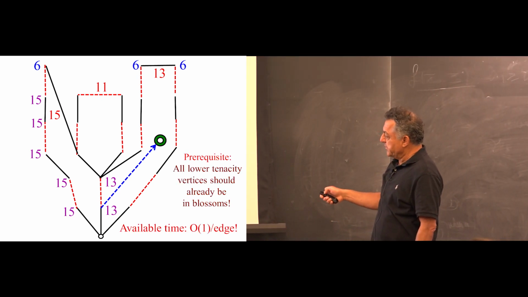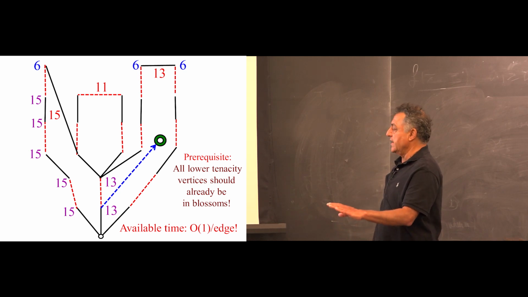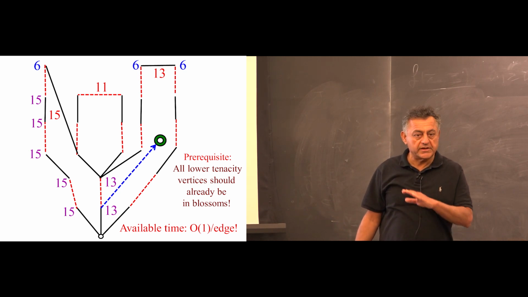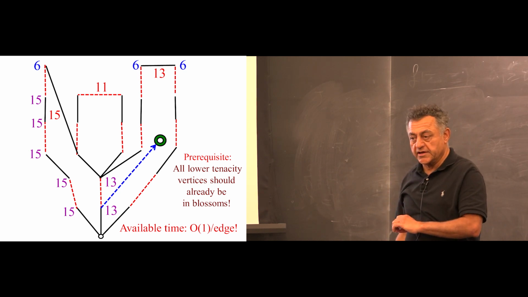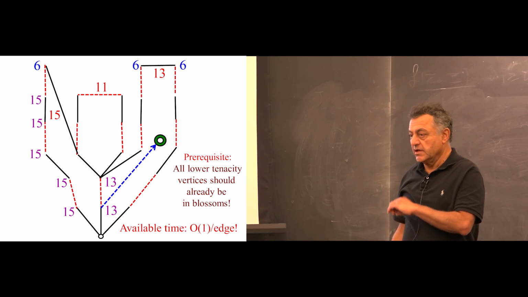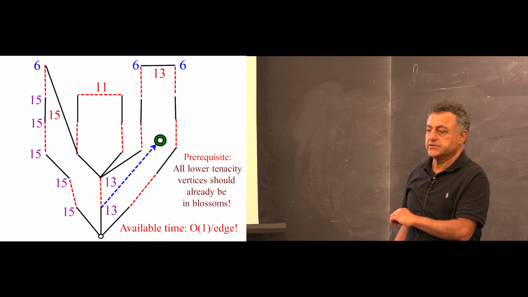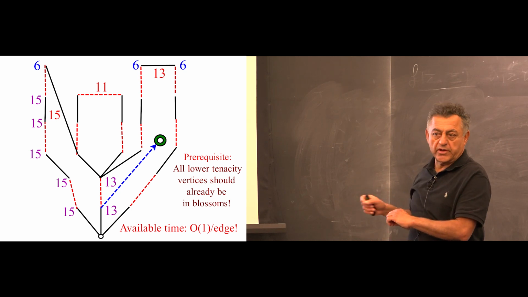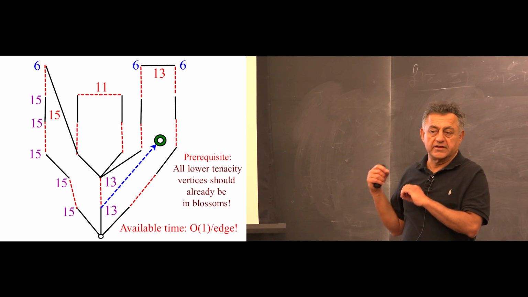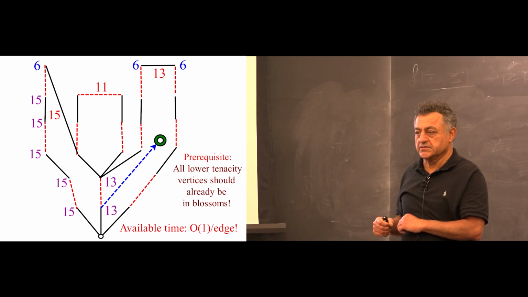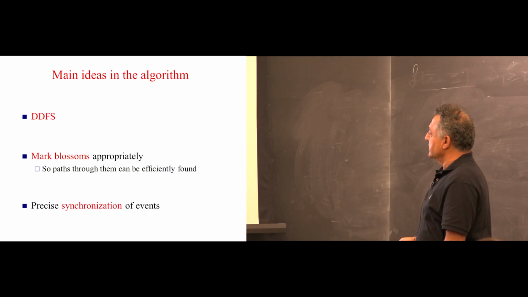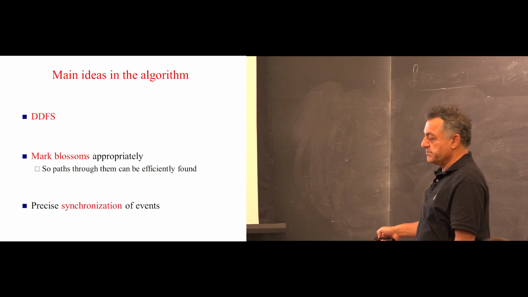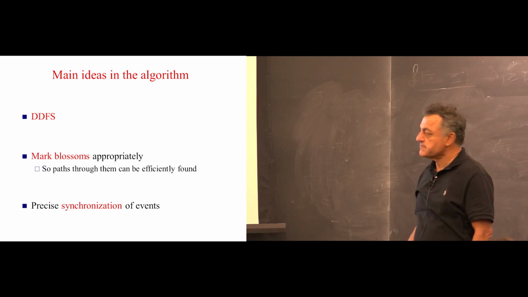the prerequisite is that all lower tenacity vertices should be labeled and be already in blossoms so that whenever you encounter a fresh vertex, which doesn't have a max level, you know what its correct max level is. You cannot spend any more time looking around to confirm its max level. You know it is what it is. Okay? And so that's what I mean by precise synchronization of events.